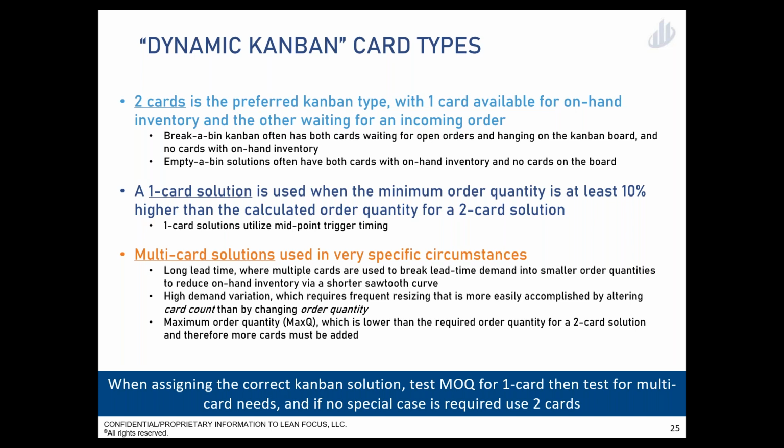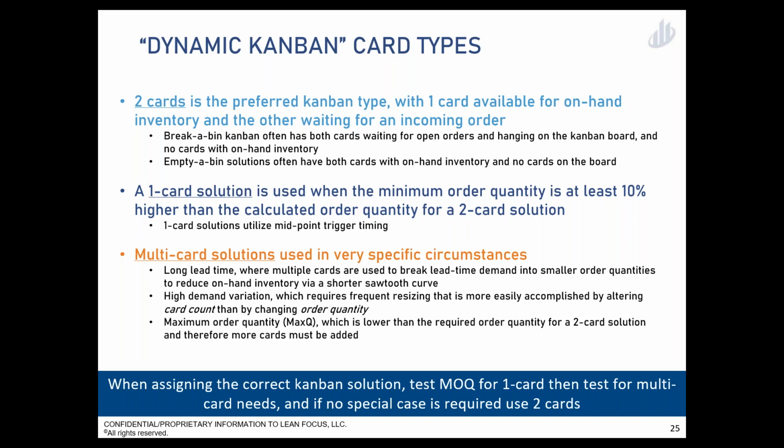And the third one is I have a maximum order quantity due to a process or a transportation limit. I can only order a truckload at a time. I can only send 500 pieces through heat treat, something like that. If I've got a maximum order quantity that puts me in a squeeze play, I'm going to need multiple solutions.